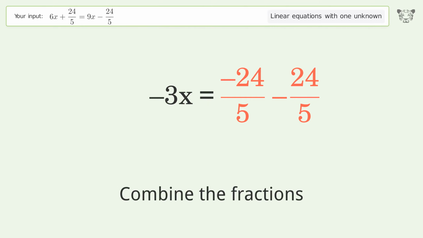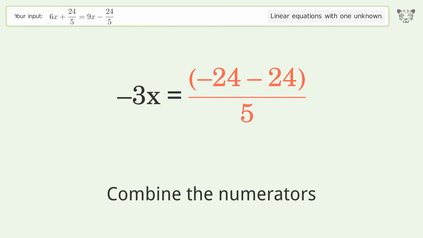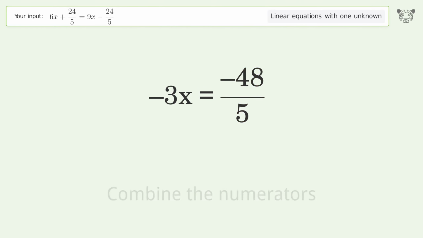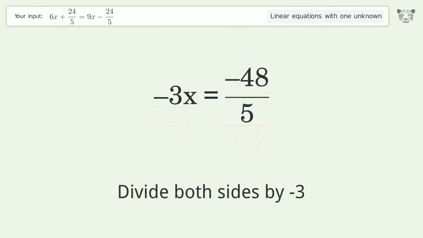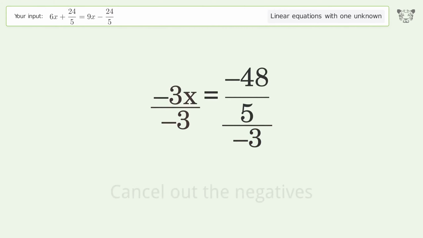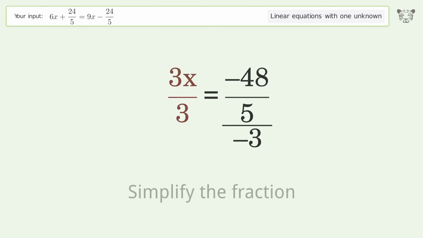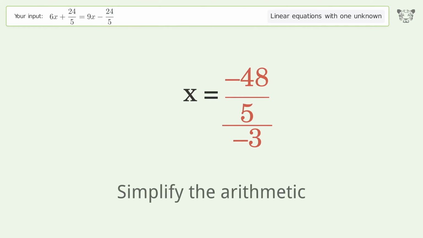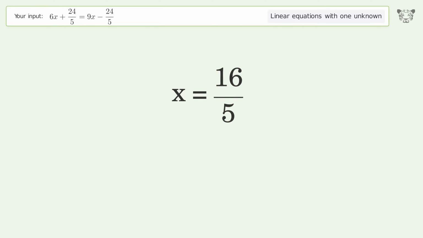Combine the fractions. Combine the numerators. Isolate the x. Divide both sides by negative 3. Cancel out the negatives. Simplify the fraction. Simplify the arithmetic. And so the final result is x equals 16 over 5.